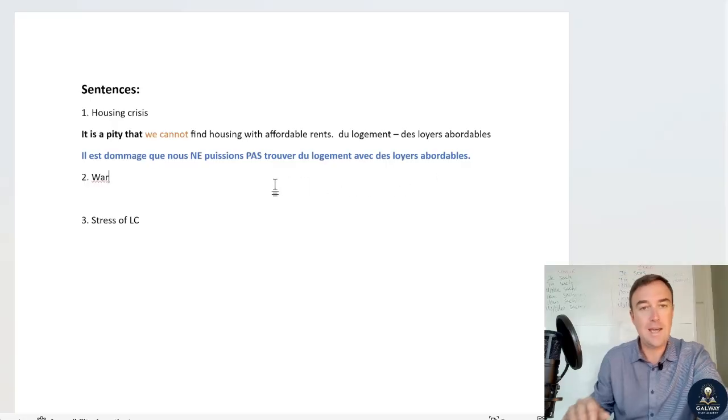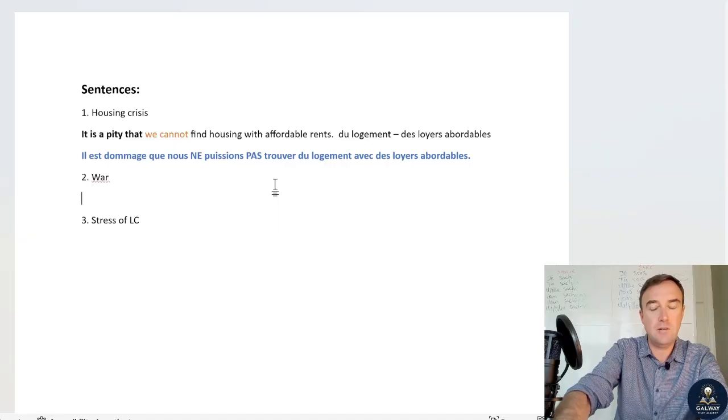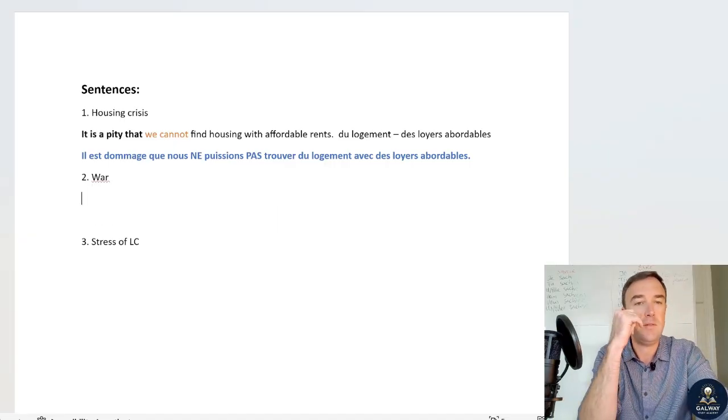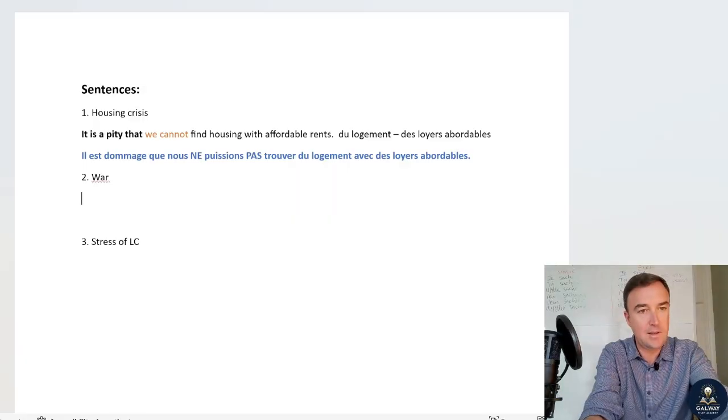Right, let's try it again. I'm going to come up with a sentence now off the cuff in English to do with war that involves the subjunctive tense. So let me see. I think it's essential that Ireland does more to resolve the war between Israel and Palestine. Now, let's start off with il est. All right, I'll put it in English first of all. Sorry, it's essential that.